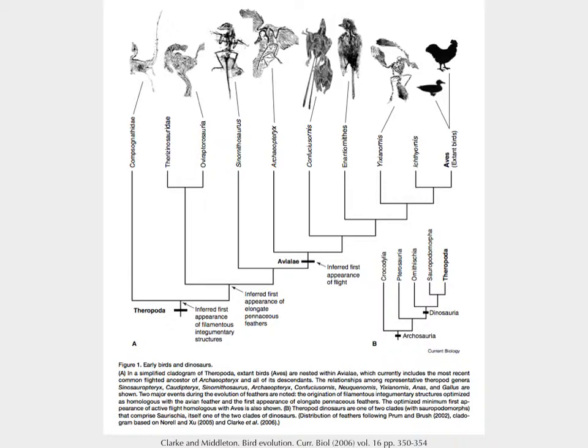They also have light hollow bones. They have ways to get rapid respiration. They also have feathers, right? So a plucked chicken doesn't fly very well. The feathers allow you to have greater wing surface, though adding a lot of weight.